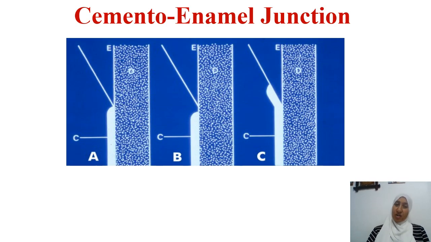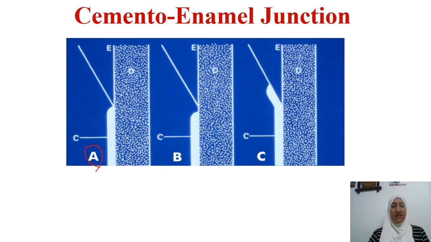Regarding the cemento-enamel junction, you notice that cementum has a junction with the underlying tissue, which is dentin, and also has a junction to the enamel at the cemento-enamel junction, or cervical line. We discussed this before during root formation and amelogenesis, that we have a clear cut between enamel and cementum. This is the case in A.